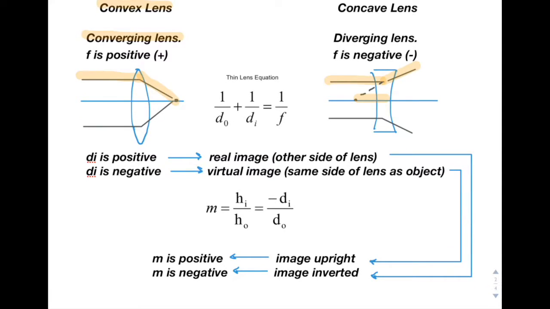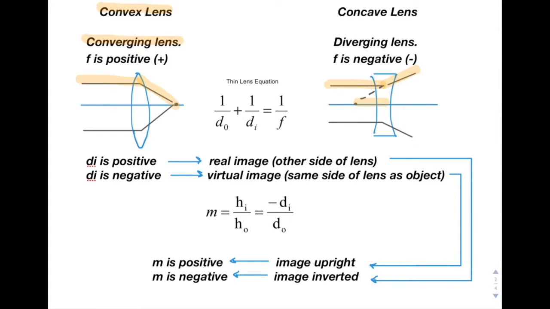And so as you can see for this thin lens equation, this is why it is important to know whether something's going to be positive or negative. Because when you plug in a value for the focal length or the distance of the image or the distance of the object, it's important to know whether that will be positive or negative, as that will affect your answer for whatever you're solving for.